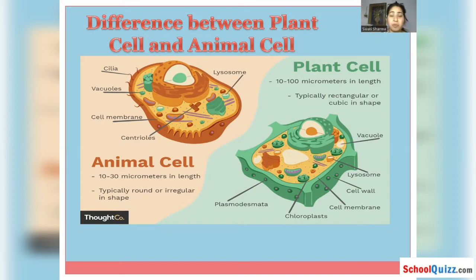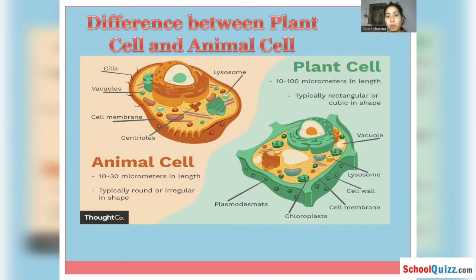Then the parts which are there in an animal cell can be cilia, which are basically used for the movement and locomotion of the cells, because of which they can move from one place to another place. Then comes vacuoles, the cell membrane is there, and centrioles are present, which have a role during the process of cell division and further processes. Then are the lysosomes, which are known as the suicidal bags of the cell.